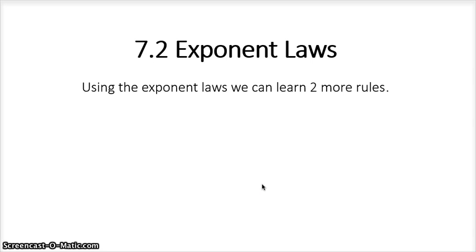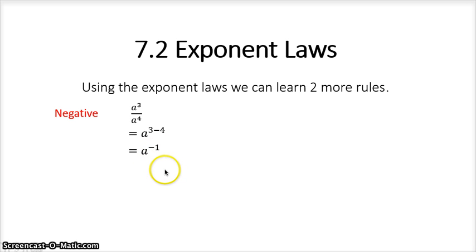Okay, so we're doing 7.2 exponent laws, which is sort of a continuation of yesterday. So using the exponent laws, we can learn two more rules. And I talked about them at the end of yesterday's notes. So when we look at them, we have the negative rule, which is if I give you 8 to the 3 over 8 to the 4, we know from yesterday because we're dividing, we'll end up subtracting the exponents. So when we subtract them, we get 8 to the negative 1.